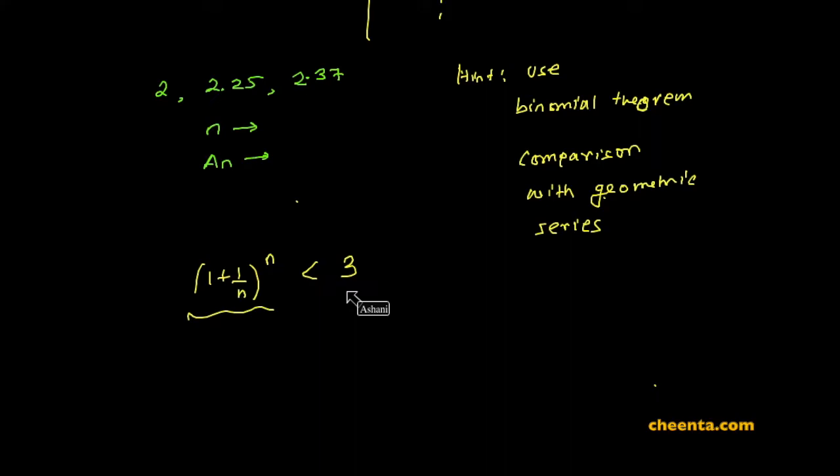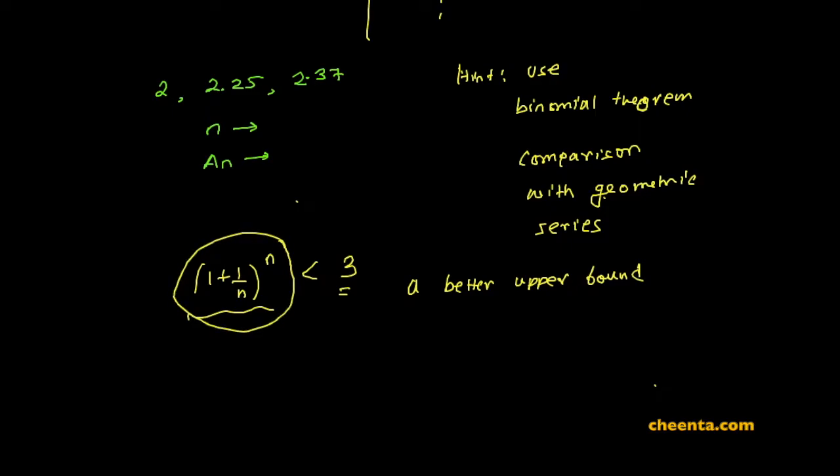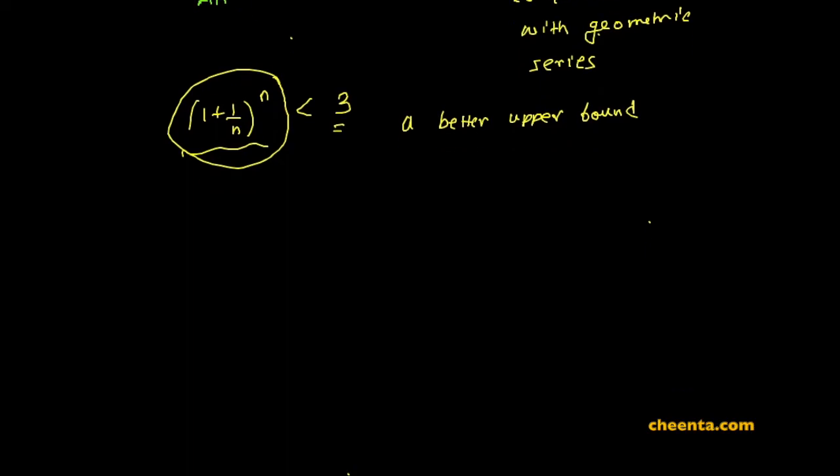A natural next step was to make this upper bound sharper. So people tried to compute and find a better upper bound. Can we find a number that is smaller than 3 but larger than all terms of this sequence? A little investigation revealed that the terms of this sequence are less than 2.9, let's say.